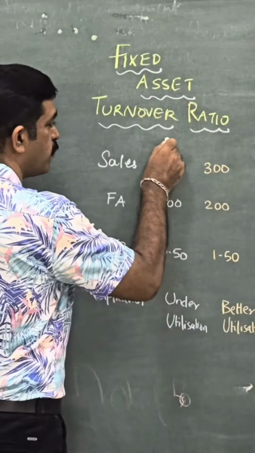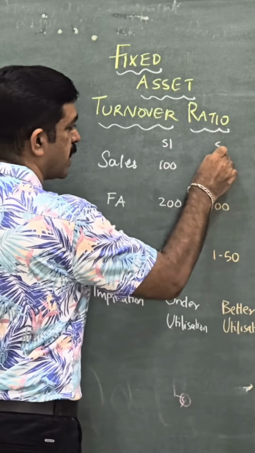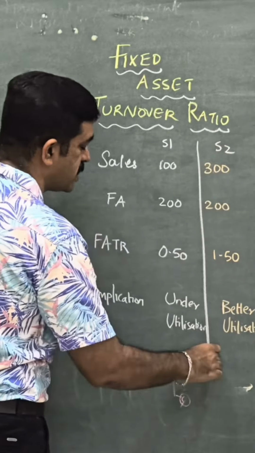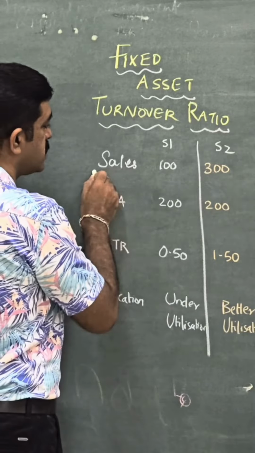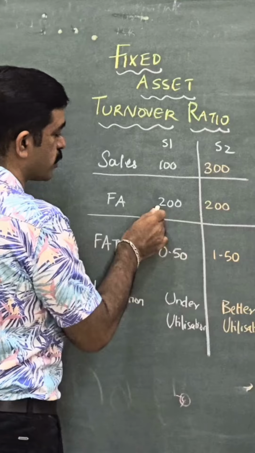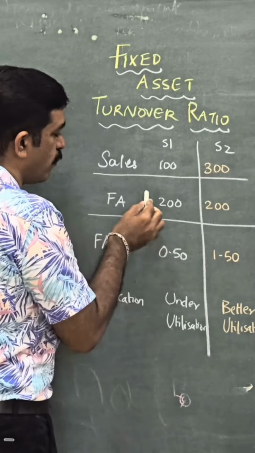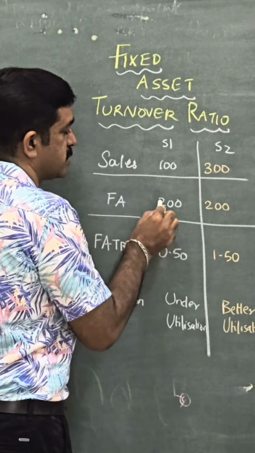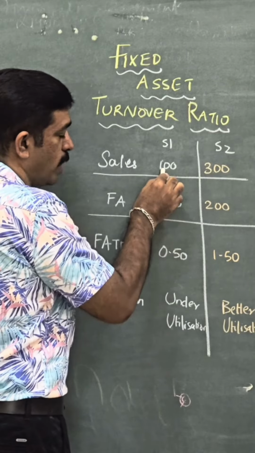Look at here, I have two scenarios, scenario 1 and scenario 2. First, let's analyze scenario 1. Here the sales is 100 crore and they are having fixed assets of 200 crore. So what we can infer, for 200 crore fixed asset, they are making a sales of only 100 crore.